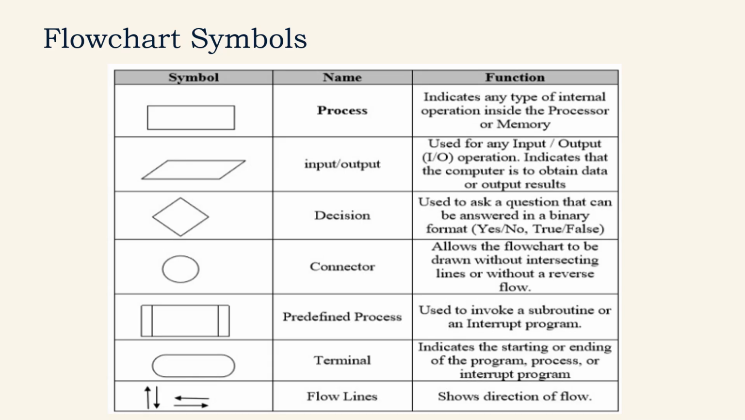The next one is the connector, which allows the flowchart to be drawn without any intersecting lines or any reverse flow. You can see the next one, which is used to define subprograms or modules. And you can see the oval terminal, which indicates the starting and ending. The flow lines show the direction of flow.